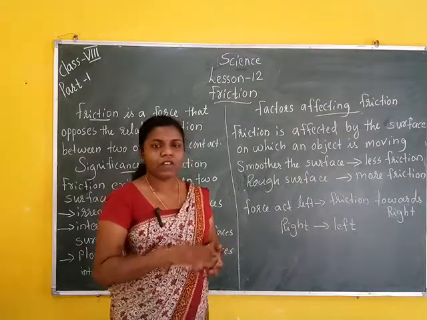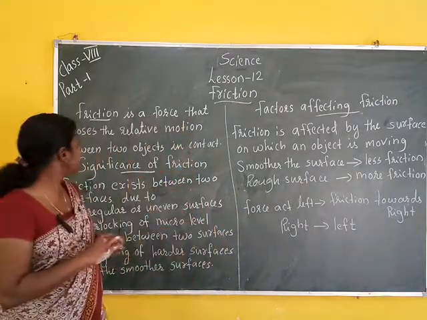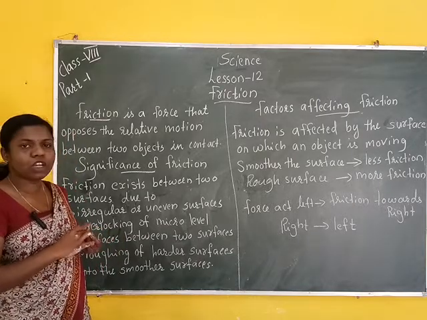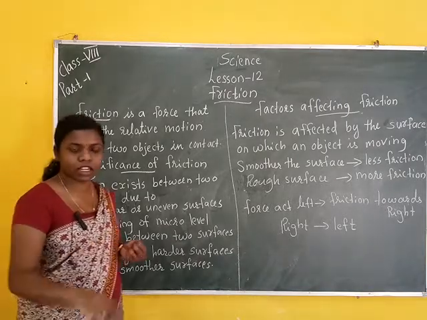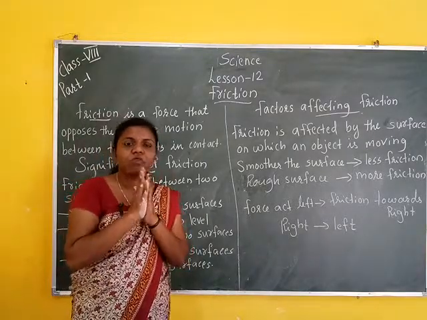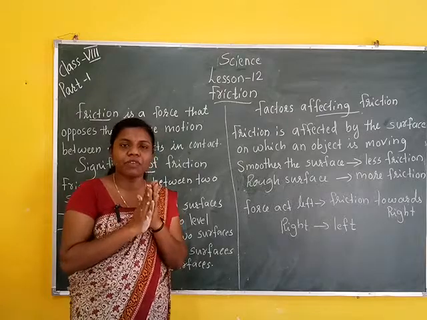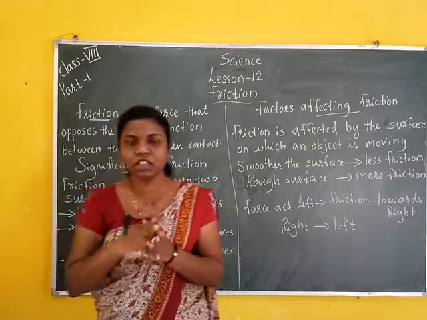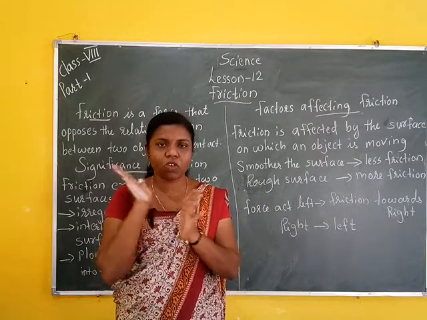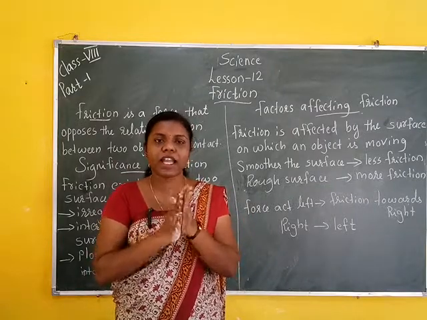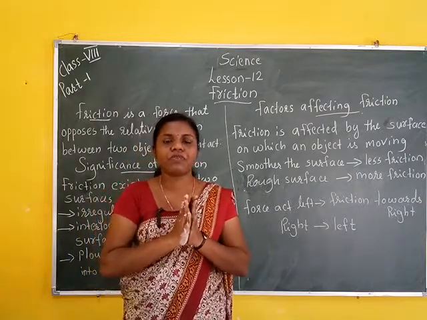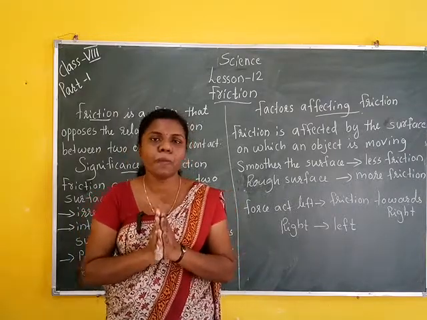Friction is a force that opposes the relative motion between two objects in contact. Example, when you rub your palms, what happens? We feel warm. That means friction between the two objects produces heat. In the cold season we rub our hands to feel warmth, which is due to the friction of the two palms.